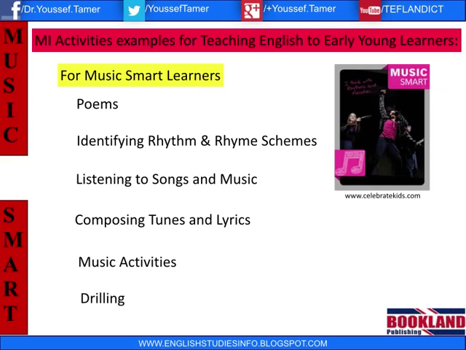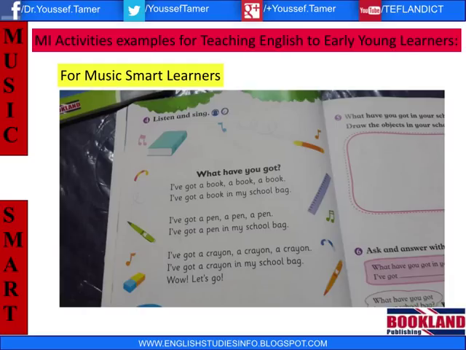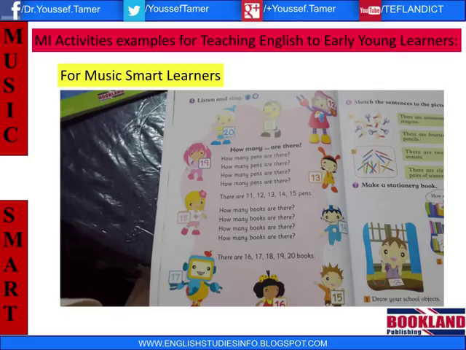Music smart learners, they prefer activities related to poems, identifying rhythm and rhyme, like tongue twisters, etc., listening to songs and music, composing tunes and lyrics, music activities, drilling. Examples of snapshots, here's an example. What have you got? So it's a song, listen and sing. Okay, it's listen and sing. So it's a singing activity. Then you have music, again another sing.